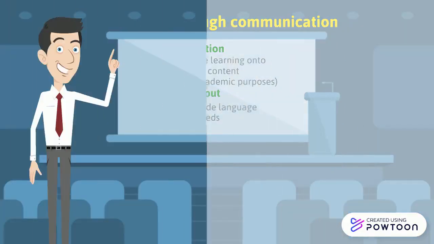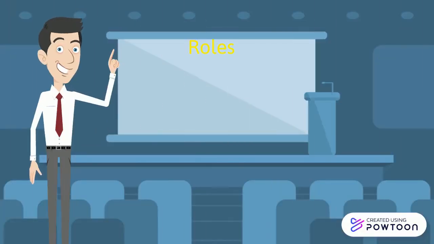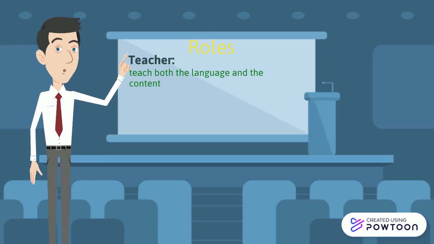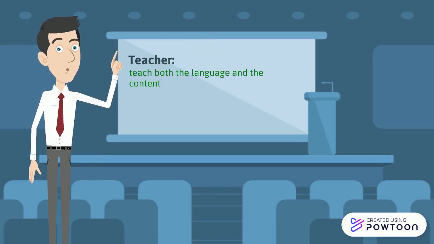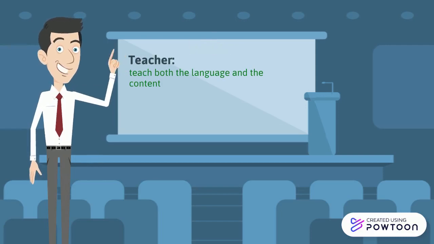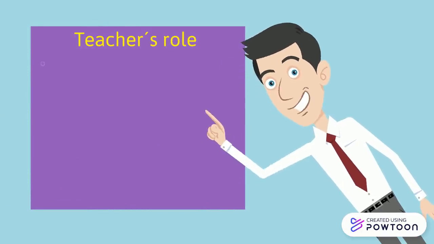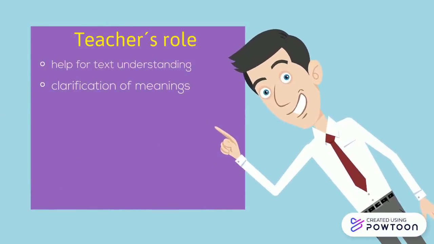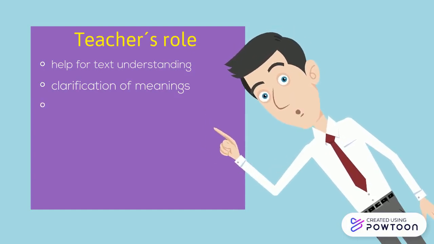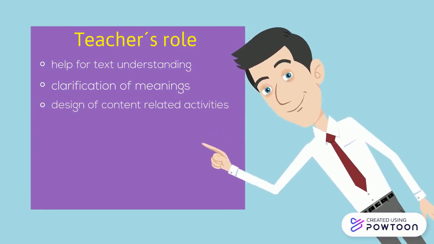To achieve this result, we have to define the role of the teacher and the students by the characteristics of the method. The aim for the teacher is to teach both the language and the content by setting learning objectives and creating activities where the vocabulary can be used, whereas it is expected that students engage actively with the language and the content. Different methods used by teachers are providing additional help for text understanding, clarification of meanings through tactics such as repetition or the use of images, design of content-related activities, and especially invoking the interest of the students.